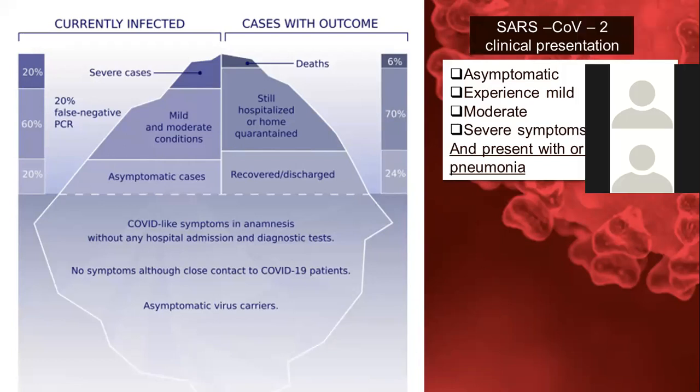And this figure shows us the iceberg of the COVID-19 pandemic. About 20% of the currently diagnosed patients appear with a severe case, and overall the death rate is about 6%. It is currently increasing worldwide and depends on the quality of healthcare service and the hospital capacity. However, there is also a high number of asymptomatic individuals at the bottom of the iceberg, with COVID-like symptoms and without any diagnosis, test, and hospital admission.